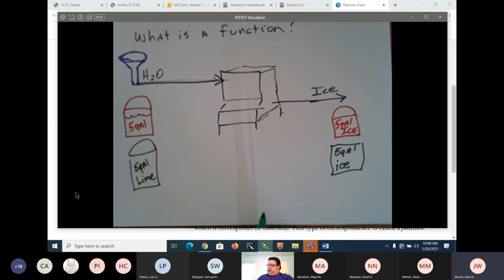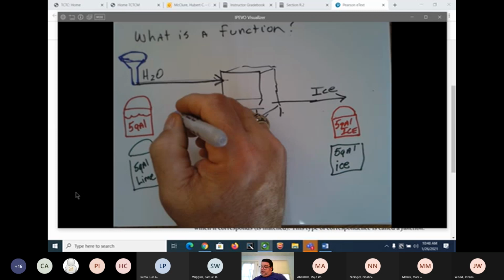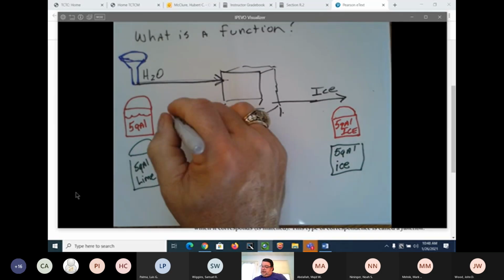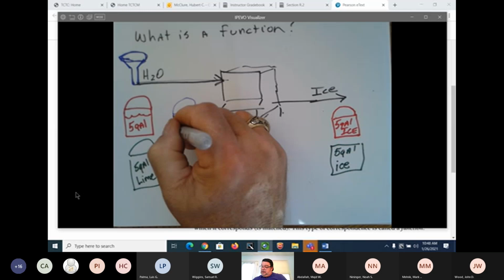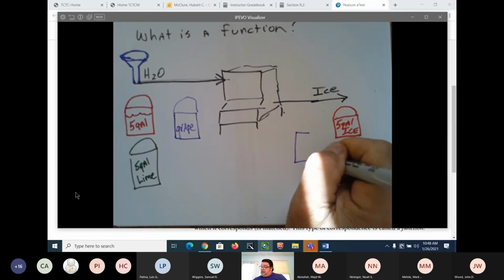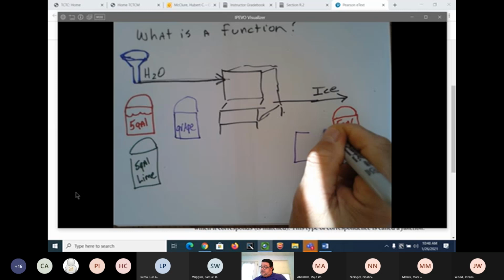All right. So you got 5 gallons of lime Kool-Aid. Anybody want to name a flavor? Let's say grape, because cherry and grape are the best ones anyway. If I put in 5 gallons of grape Kool-Aid, then I'm going to get 5 gallons of grape ice.